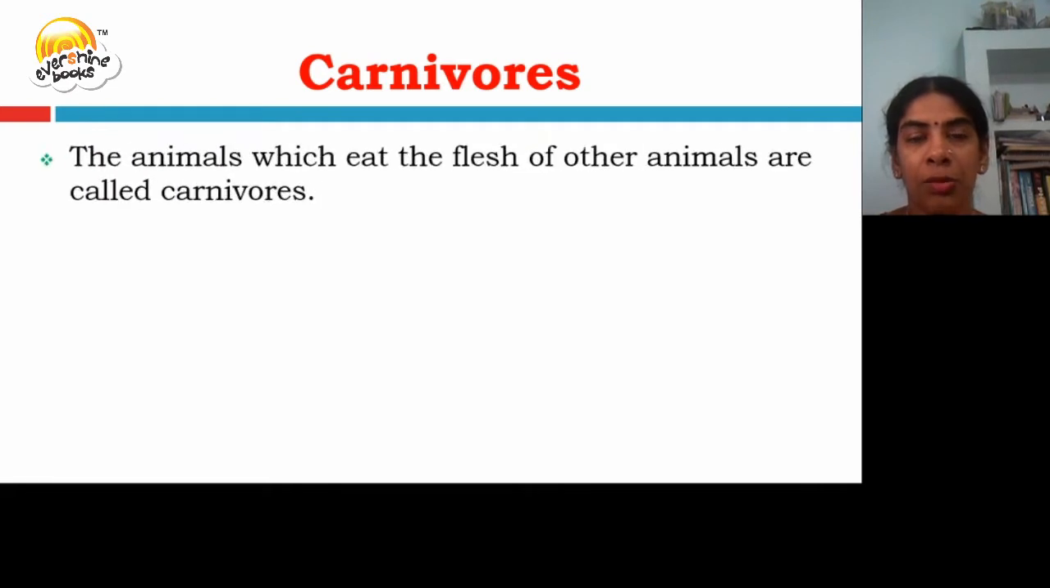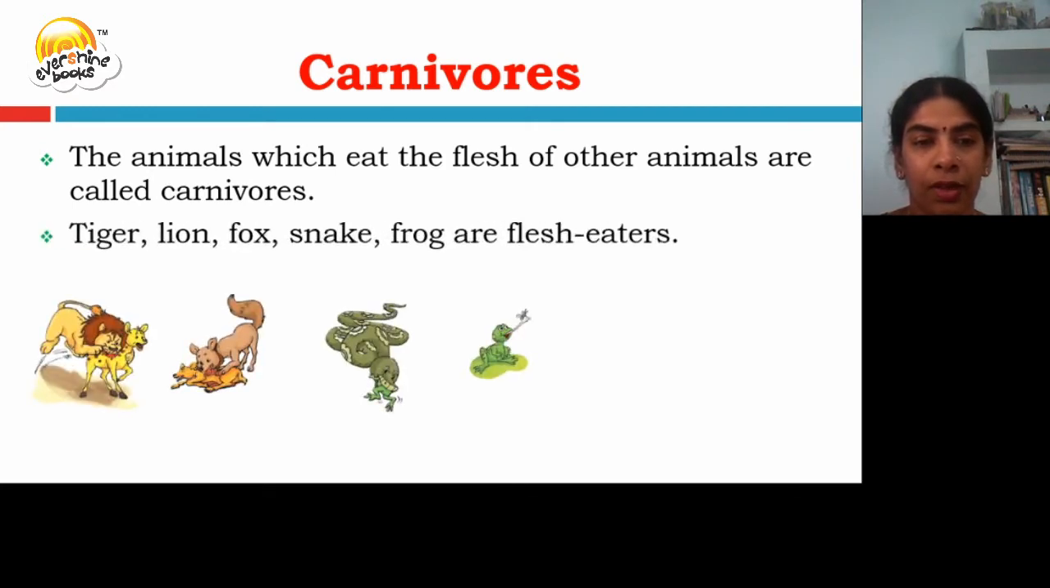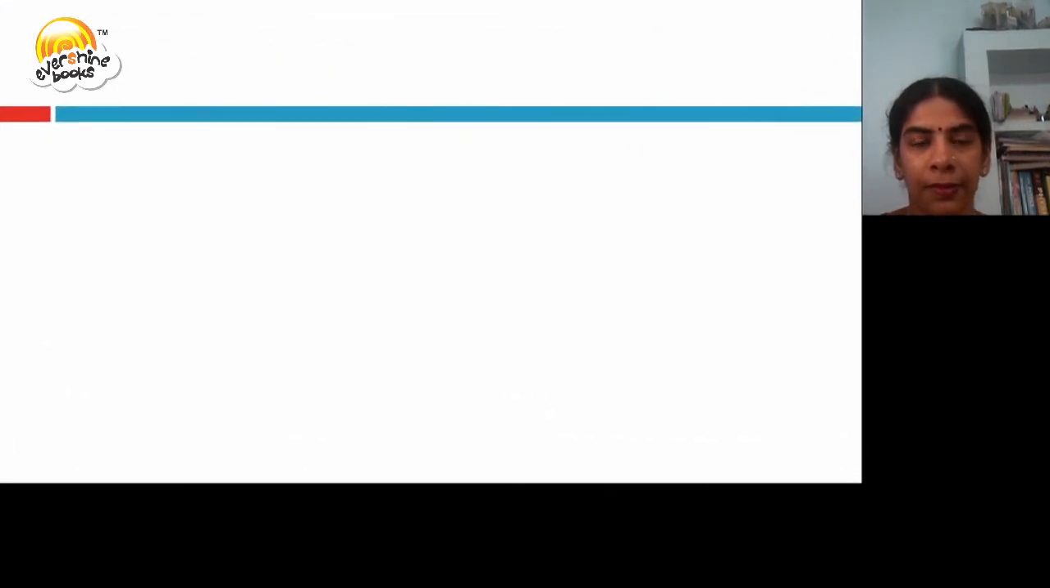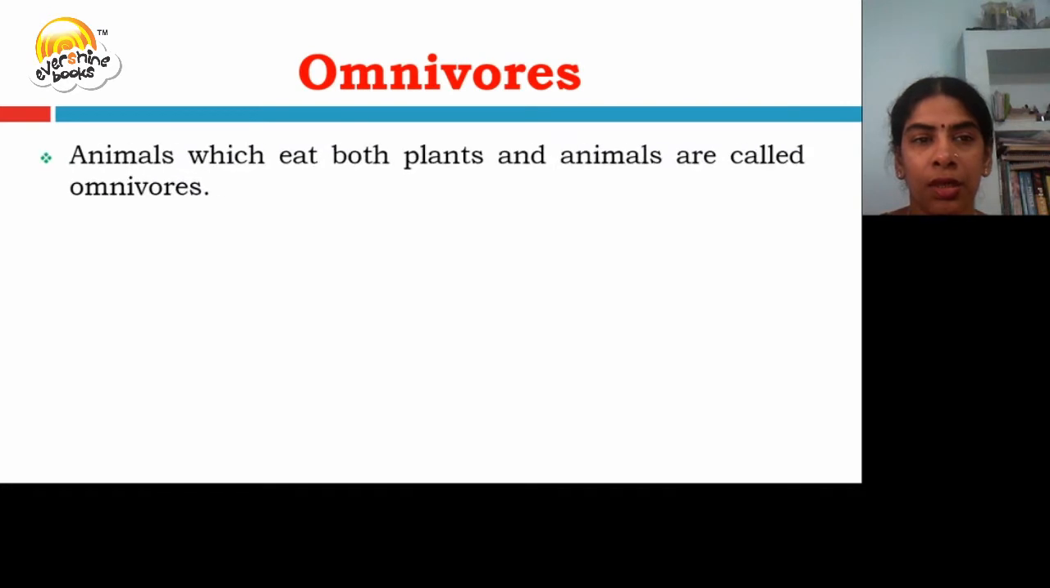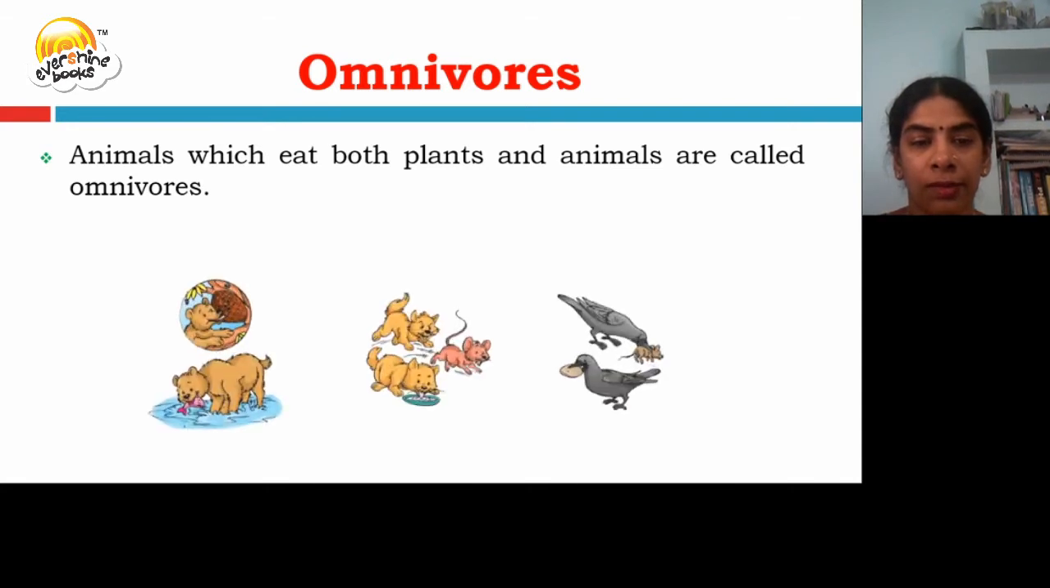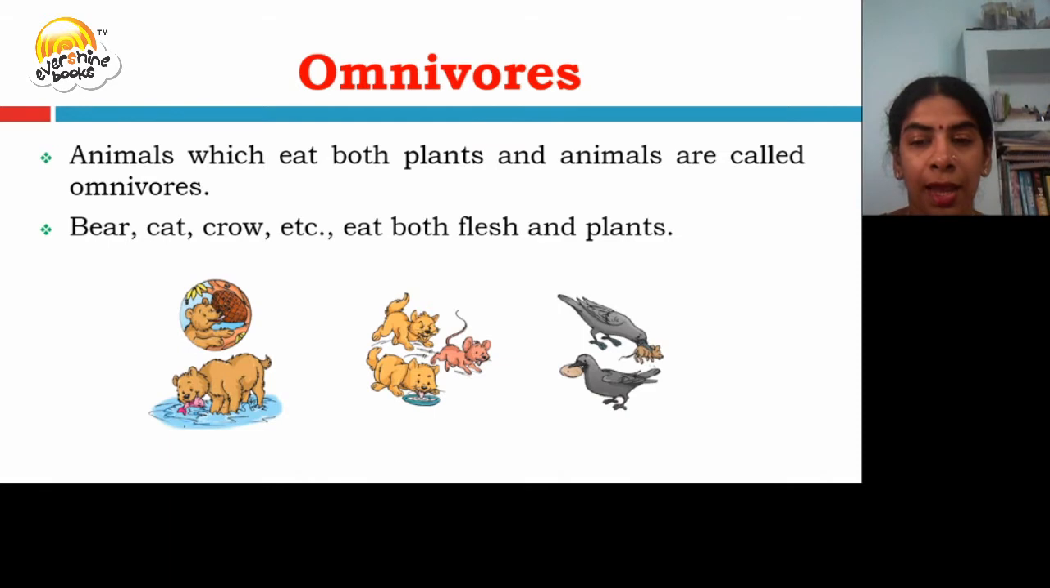Carnivores. The animals which eat the flesh of other animals are called carnivores. Tiger, lion, snake, frog, fox are flesh eaters. Omnivores. Animals which eat both plants and animals are called omnivores. Bear, cat, crow, etc. eat both flesh and plants.